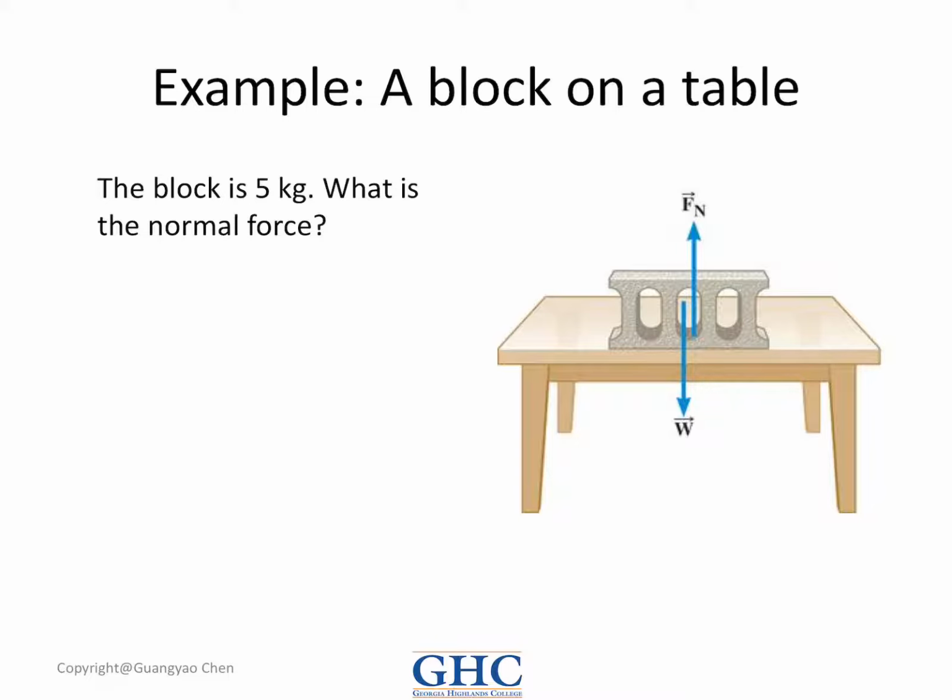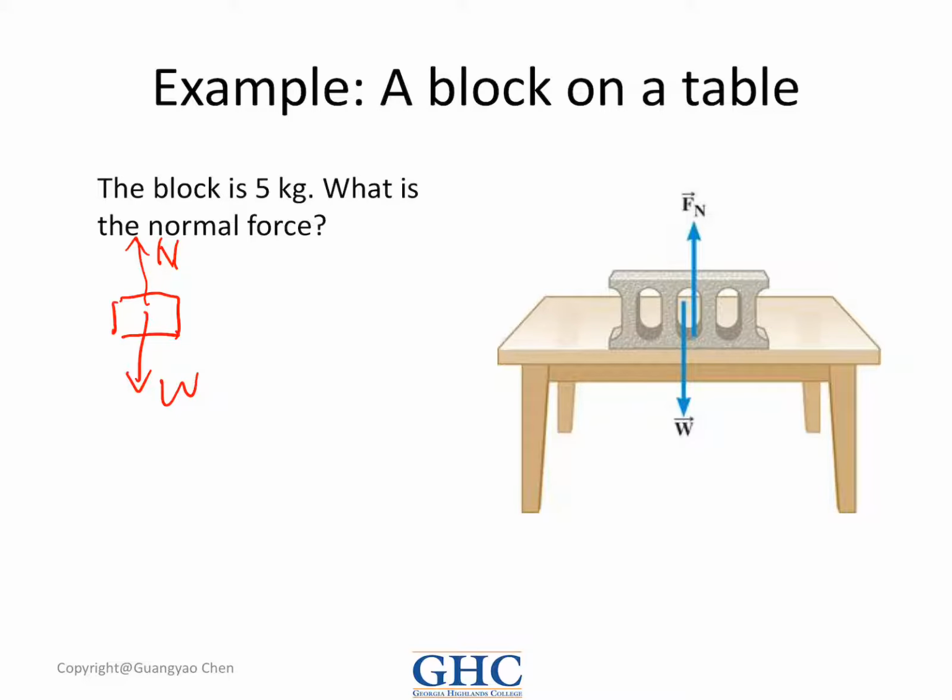So let's see a very simple example. You put a block which is 5 kg on a table. What would be the normal force between the block and the table? So you draw a free body diagram on the block. It's already drawn on the right, but we can do it again. You have a block. It has weight pointing down. It has normal force pointing up.